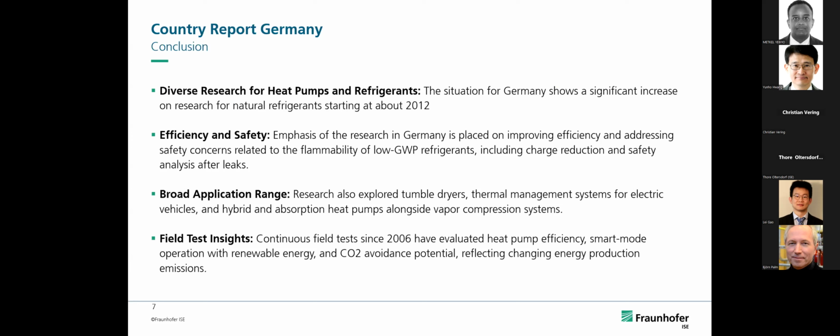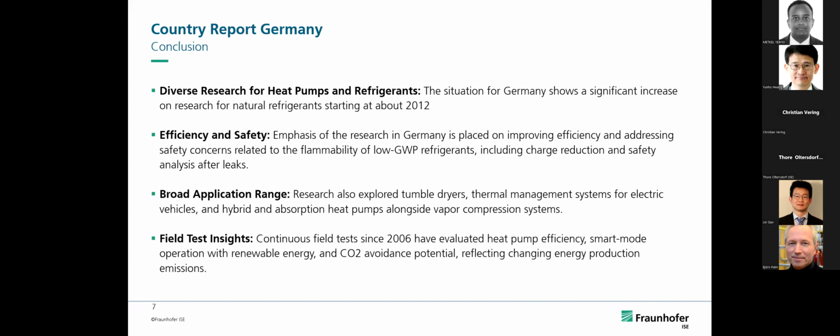Well, the application range is quite broad. All these projects I filtered in this Argus database are not only dealing with heat pumps, of course. This is also dealing with other appliances using refrigerants, so tumble dryers, thermal management systems for electric vehicles, hybrid and absorption heat pumps, and of course, most of the projects are vapor compression systems.